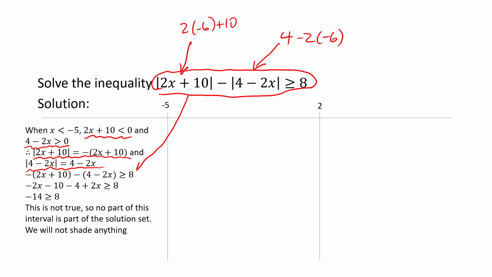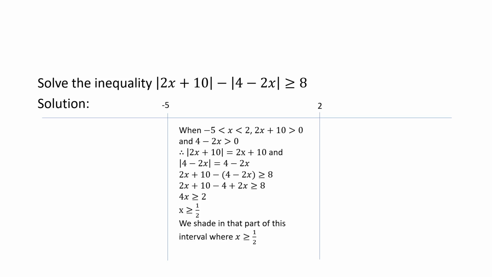And that's what I did right here. And now I solve using regular grade 10 methods. And we distribute the negative signs in. We get negative 2x minus 10 minus 4 plus 2x is greater than or equal to 8. And when we solve further, we get negative 14 is greater than or equal to 8. Well, that's not true anywhere. Nowhere is that true. So no part of this interval is going to be part of our solution set. And we move on to the next interval.